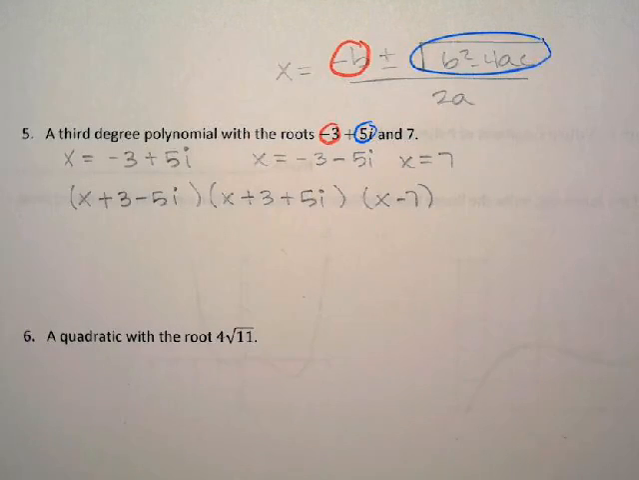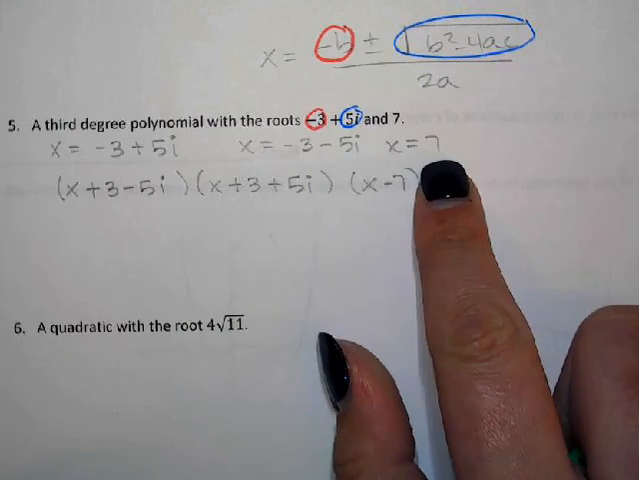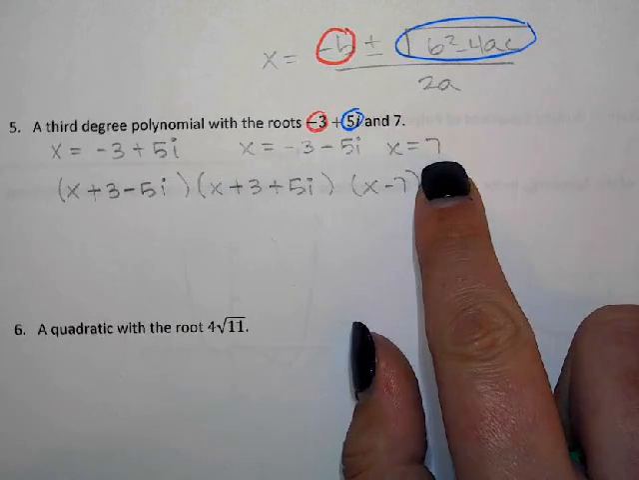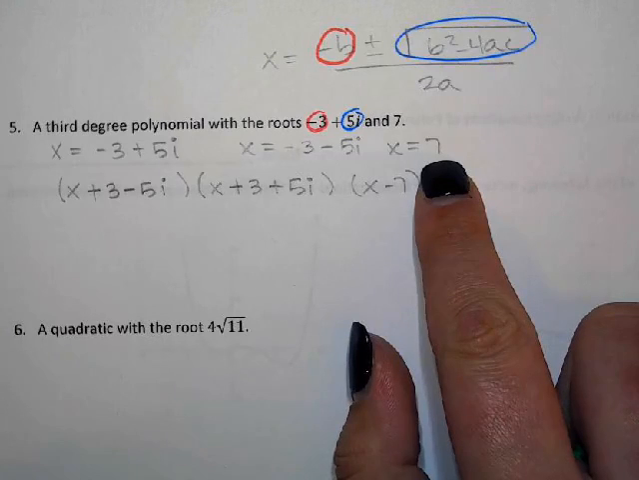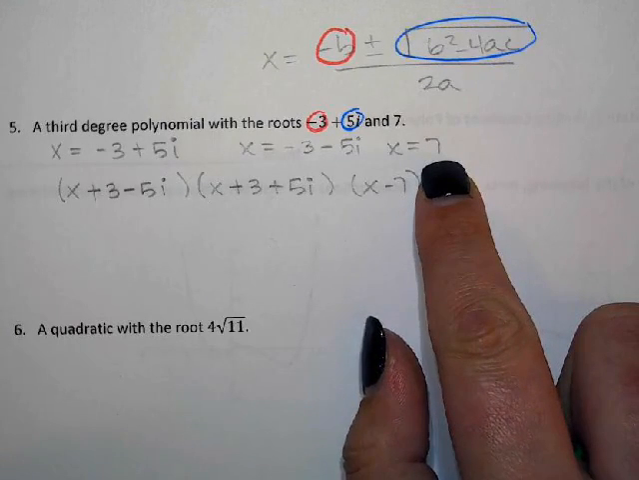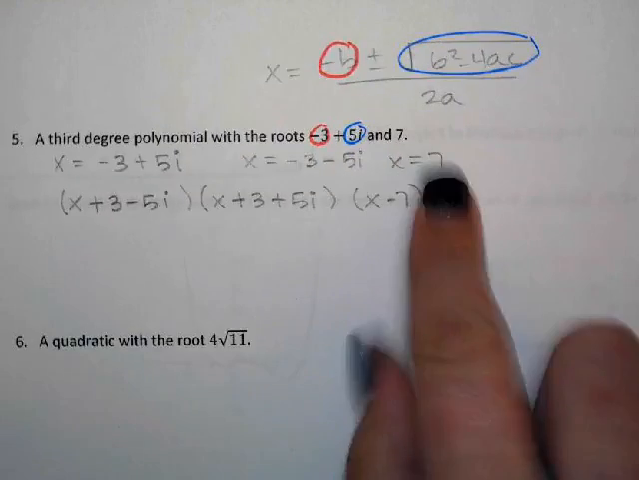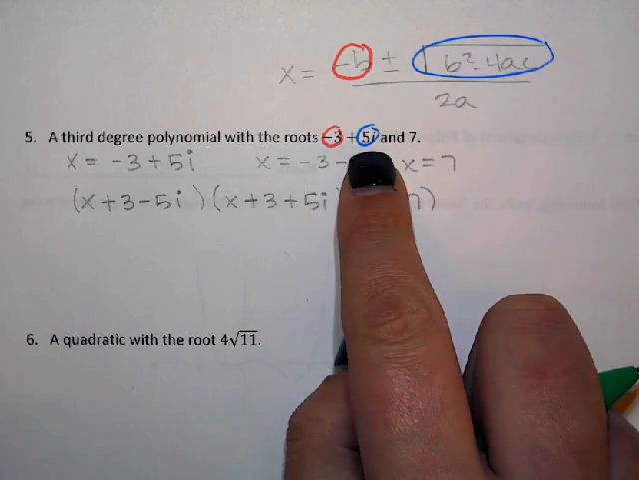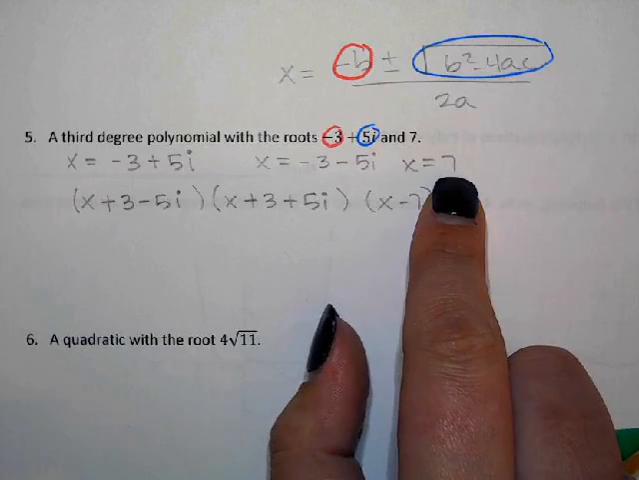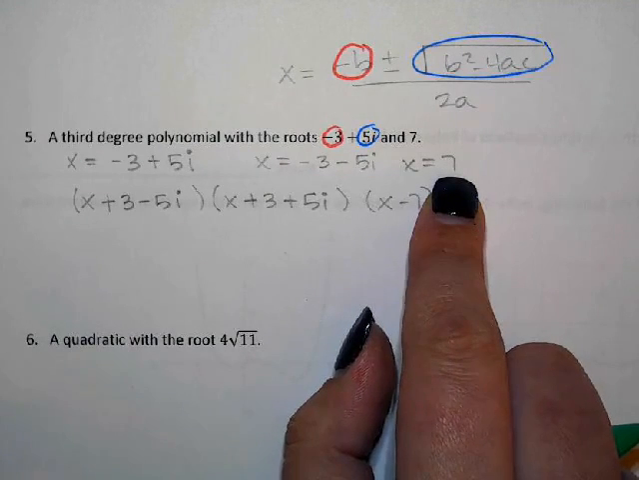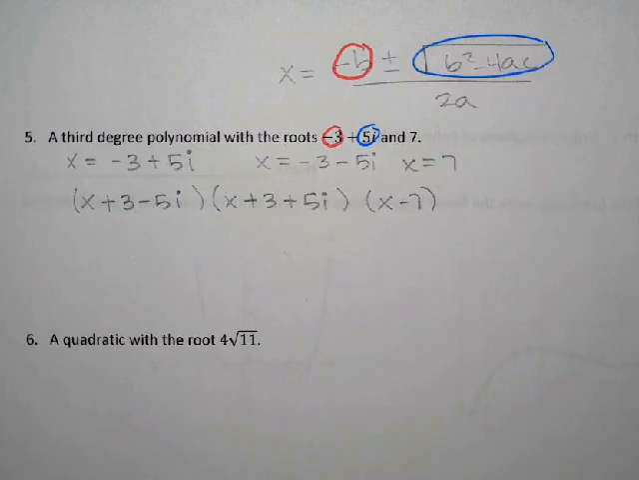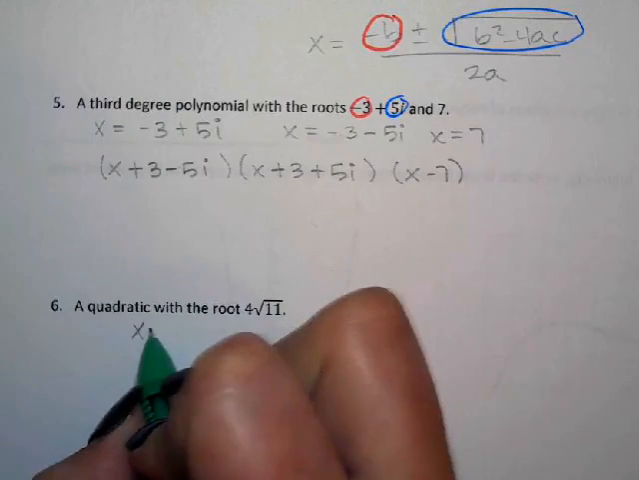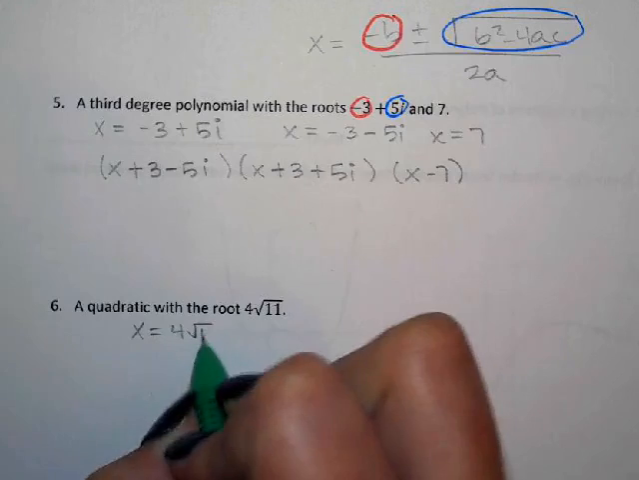Yes? Because remember, these don't necessarily come in pairs. These don't have to come from the quadratic formula. That can just come from factoring. So the ones that come in pairs are specifically, it came from taking a square root. The i, no matter what, had to come from a square root. The 7 did not. The 7 could be from factoring. So it didn't have to come from a pair. Okay. This one, quadratic, you have +4 square root 11. You should also have -4 square root 11.